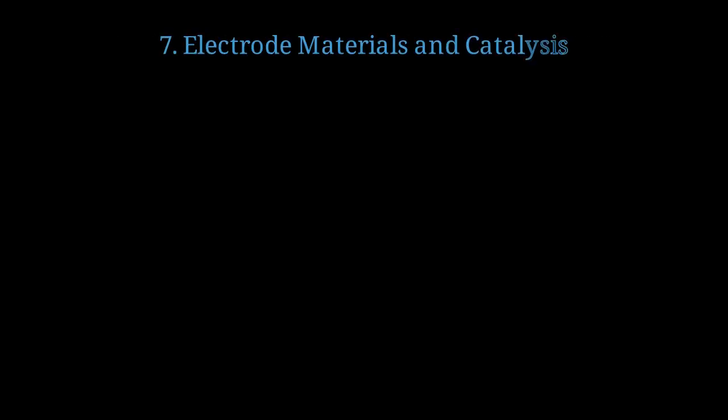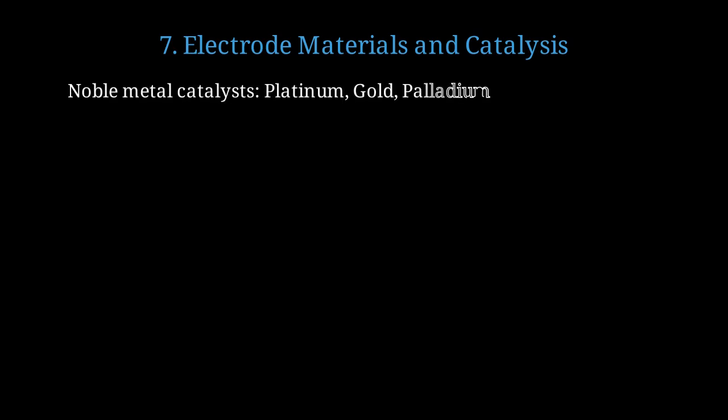Electrode materials and catalysts are crucial for achieving high performance. Noble metals like platinum, gold, and palladium are excellent catalysts due to their high activity and stability. Typical platinum loading ranges from 0.5 to 4 milligrams per square centimeter. Higher loading increases cost but improves kinetics.